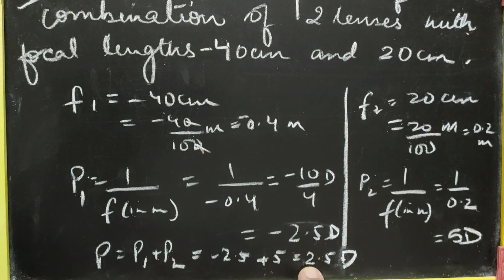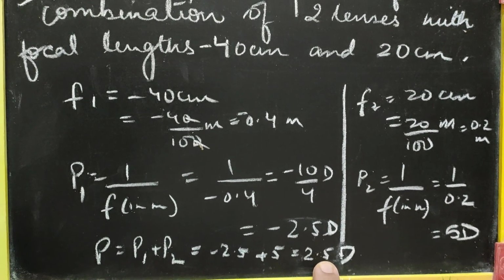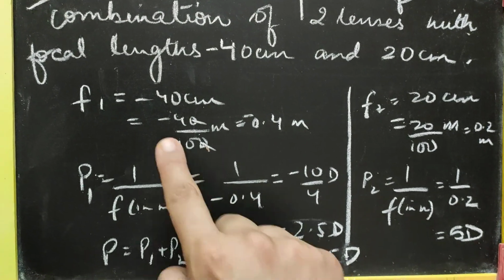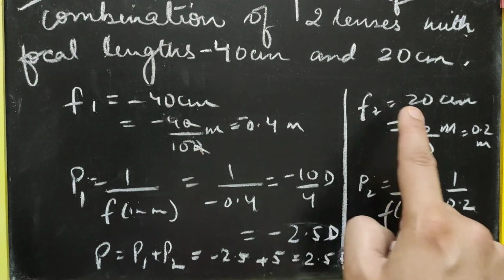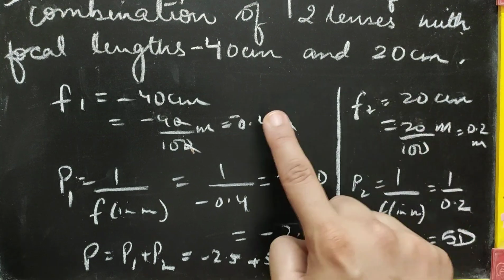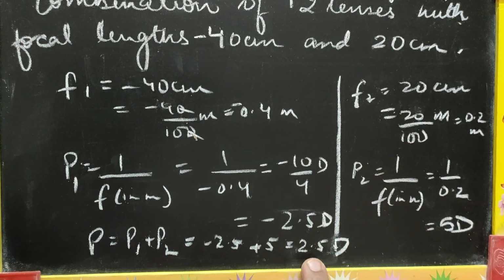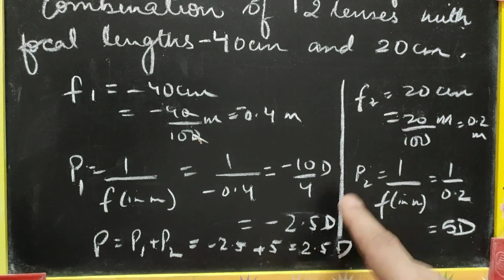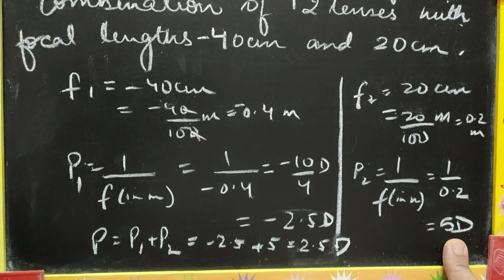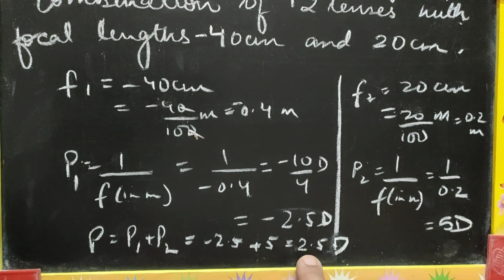Now you see the combination is having a positive power. So that means the combination of a concave lens focal length minus 40 and a convex lens focal length 20 is behaving like a converging lens only. The converging lens is having more power, so the combination will also behave as converging.